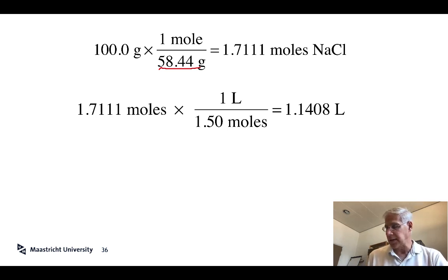So in order to get 1.711 moles of sodium chloride, I see that I need 1 liter of solution for every 1.5 moles of sodium chloride. And that comes from the concentration of the solution. So it turns out I need a little bit more than 1 liter. If 1 liter gives me 1.5, then to get 1.7, I need a little bit more than that, and that's exactly what my calculation shows.